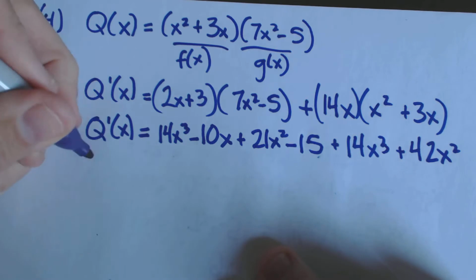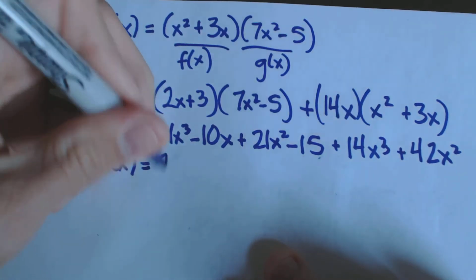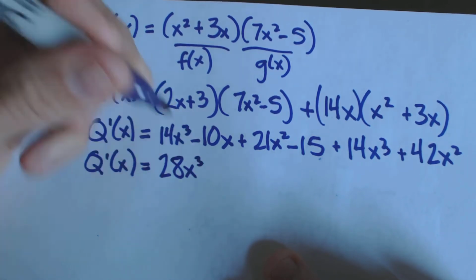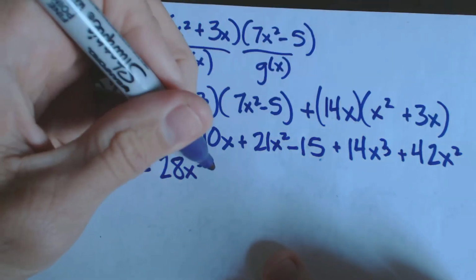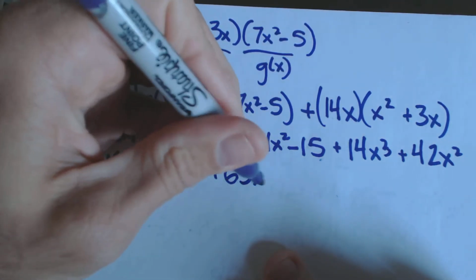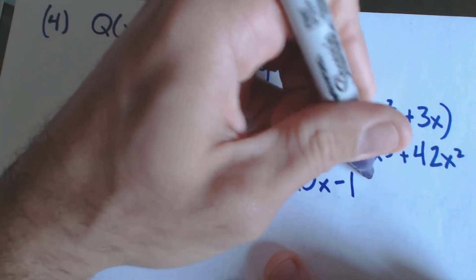Alright, so now let's just combine some like terms. We've got the cubed, we have 28x cubed. And in the squared terms, we have 21 plus 42, that's 63x squared, minus 10x, minus 15.